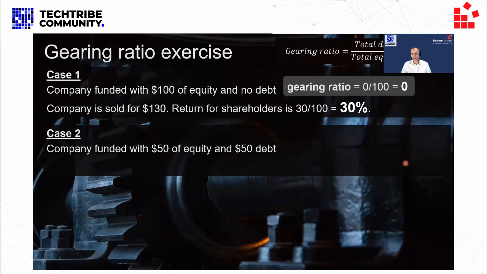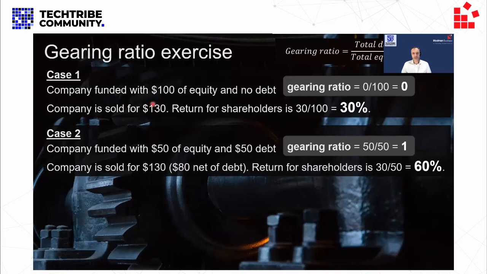Yes, that's right. The gearing ratio is 1. That's 50-50, 50 divided by 50 is 1. Let's say that the company is now sold for the same $130. Remember that they owe $50 in debt. So they sell the company for $130, but they have to repay the $50 debt. After the $50 debt is deducted from the $130, they have $80 left. They invested $50, so the return is again $30, but now the return for the shareholders is $30 divided by $50, which is what they invested. And now you see that the return is 60%.